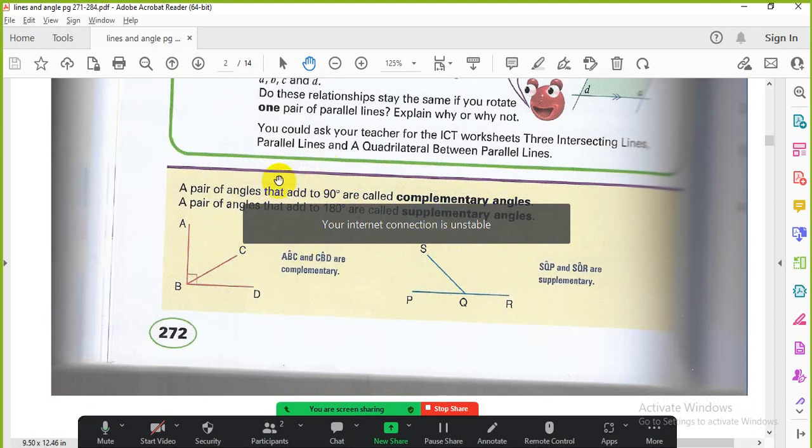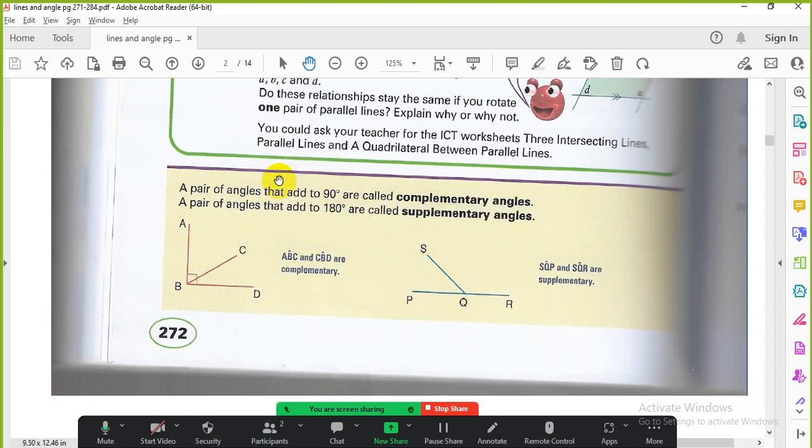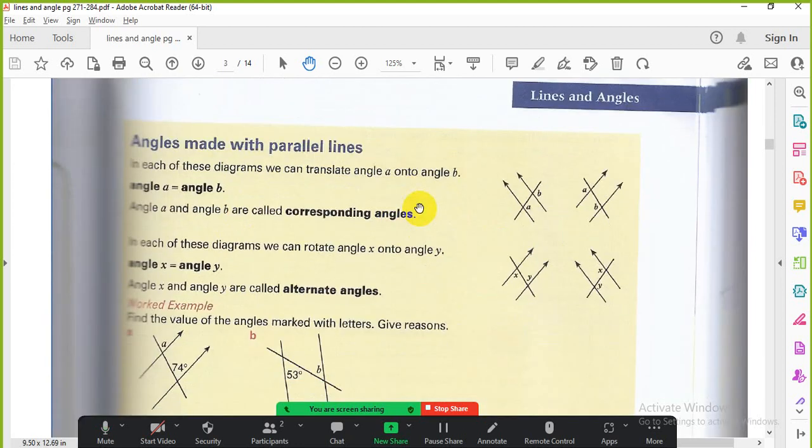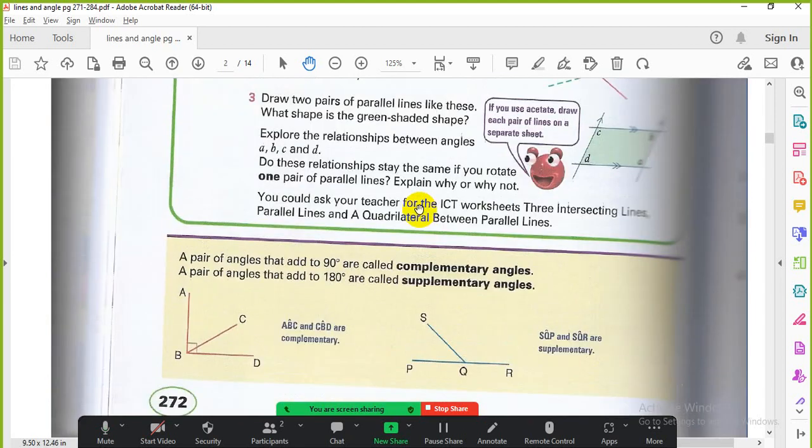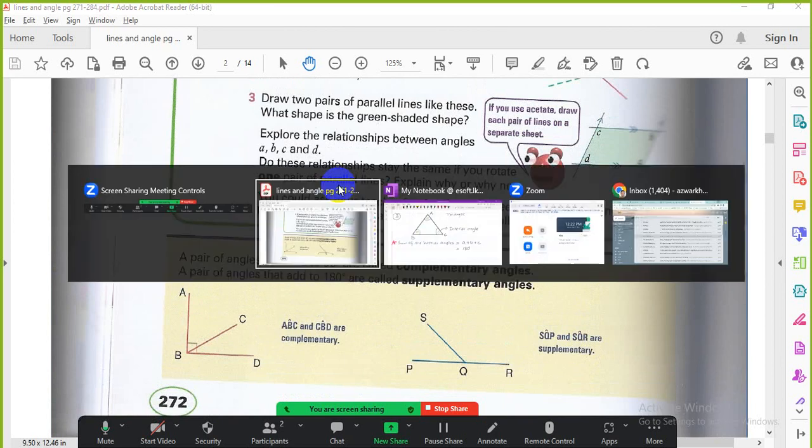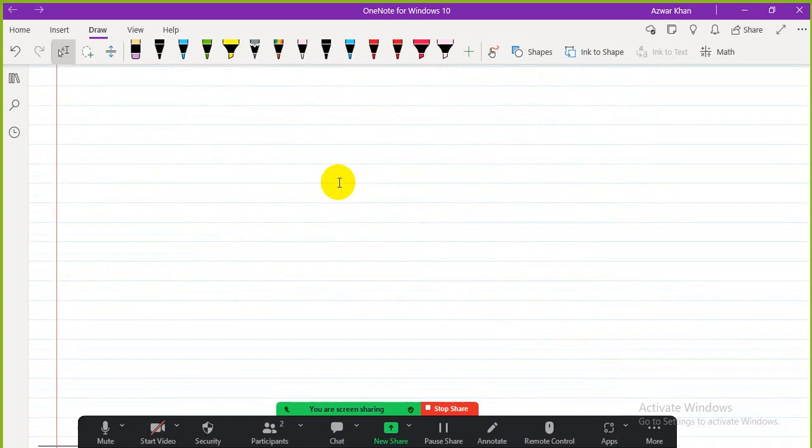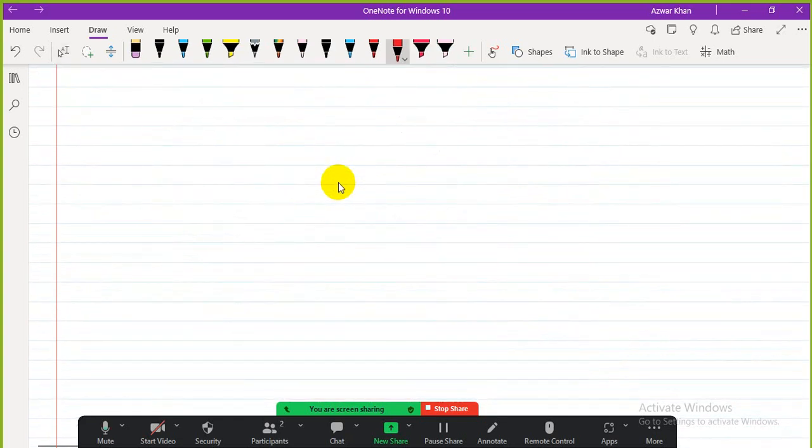A pair of angles that add up to 90 degrees we call complementary angles, and a pair of angles that add up to 180 we call supplementary angles. So we will write that also. The fourth one I am going to write: complementary angles.